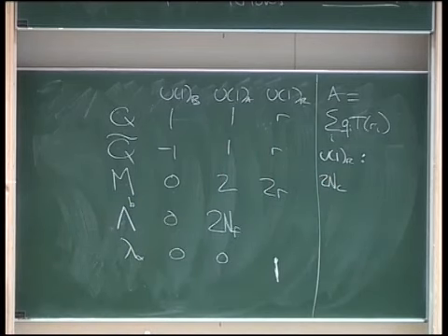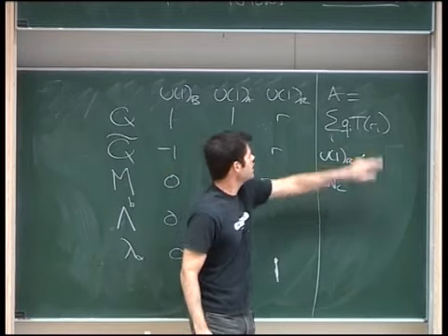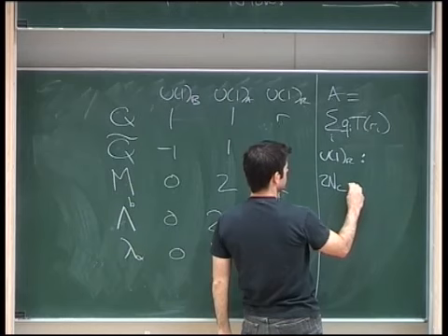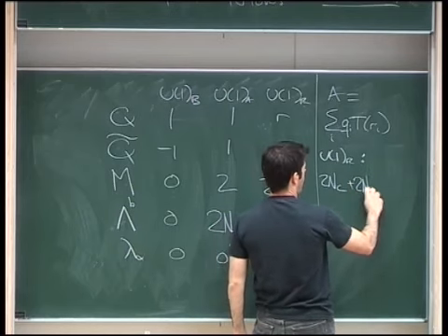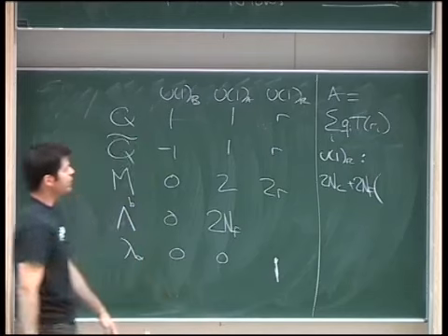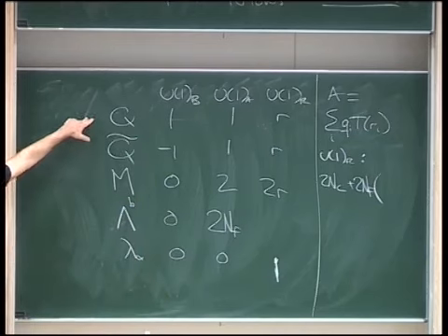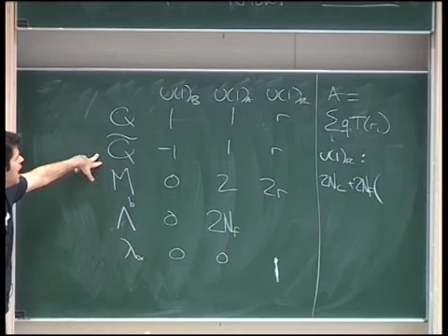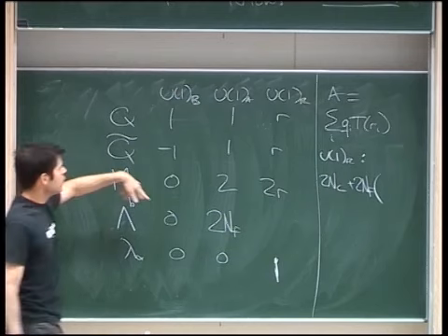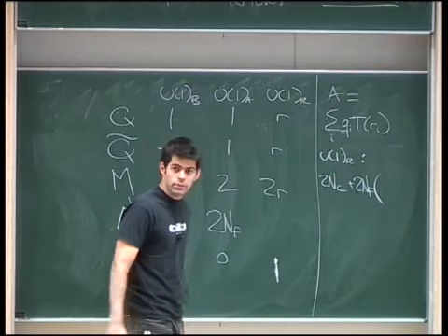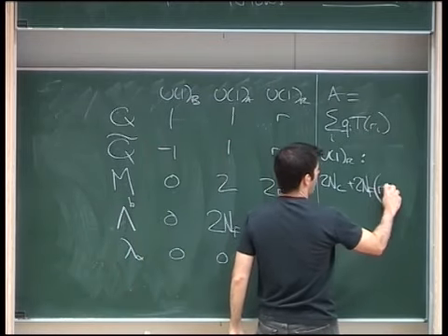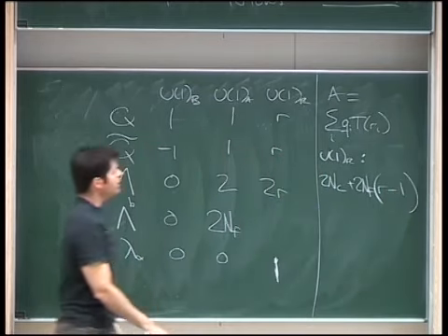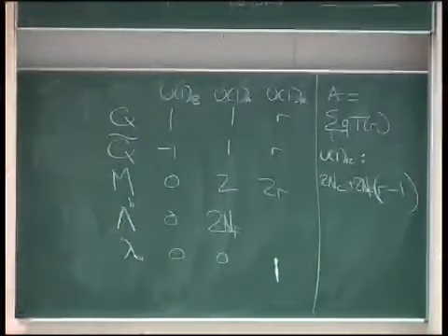Gauginos are in the adjoint representation. They have R charge 1. So this is 1 times 2nc plus 2nf of the flavors. Right? I have nf of these and nf of these. And these are in the fundamental. Right? So their Casimir is 1 in my normalization. But then this R charge that comes into the anomaly is R minus 1.